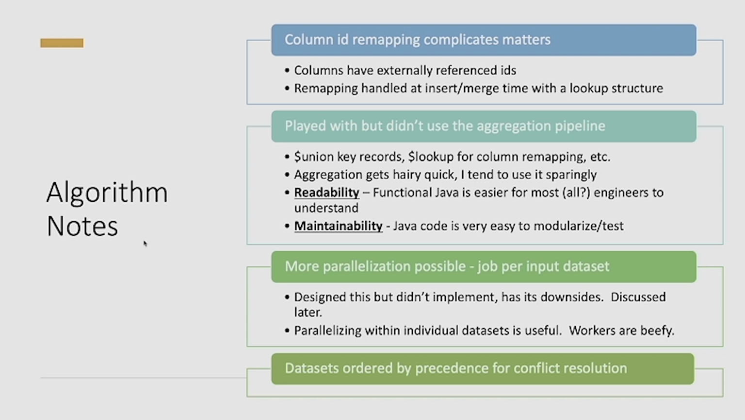More parallelization would be possible for the algorithms that I'm talking about here. I could split the merging of records into an individual job per input dataset. But in that case, there are actually some downsides. We need this to be reasonably fast, but it's kind of a one-time job for a given client set of input data sets. They might run it a few times for those input data sets if they tweak things. But we don't need it to be super lightning fast. We need it to be reasonably fast. That being said, parallelizing within an individual consolidation is useful. We have very beefy worker nodes. And just to highlight it again, data sets are ordered by precedence when it comes to conflict resolution.